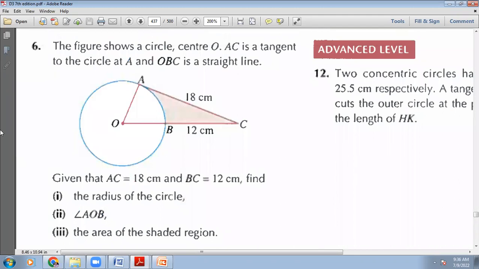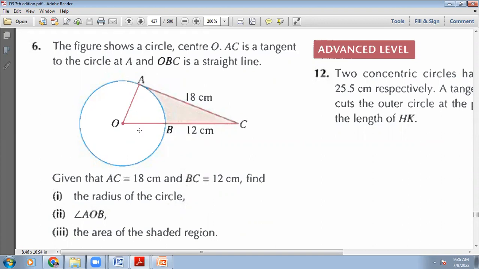The next question is question number C. He says the figure shows a circle center O, AC is a tangent to the circle at A, and OBC is a straight line. Given that AC is 18 and BC is 12, from here to here, it is 12. Find the radius of the circle.